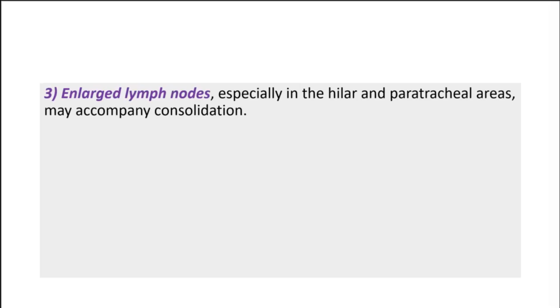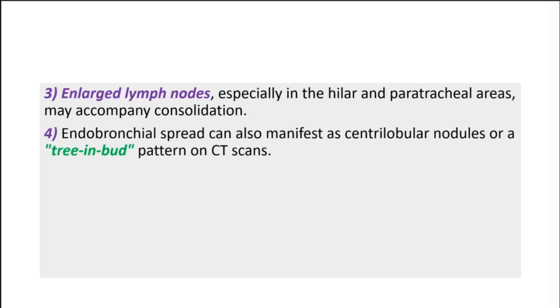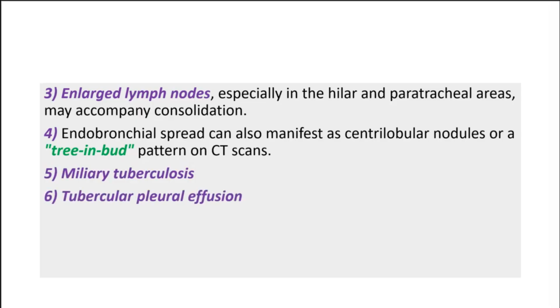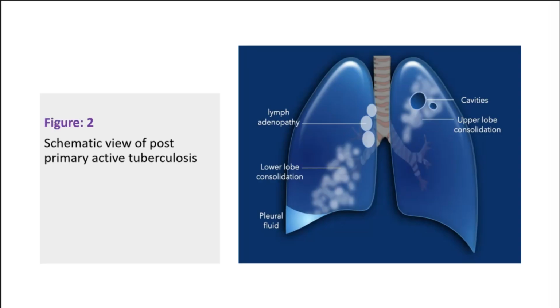3. Enlarged lymph nodes, especially in the hilar and paratracheal areas, may accompany consolidation. 4. Endobronchial spread can also manifest as centrilobular nodules or a tree in bud pattern on CT scans. 5. Miliary tuberculosis. 6. Tubercular pleural effusion. Figure 2. Schematic view of post-primary active tuberculosis.